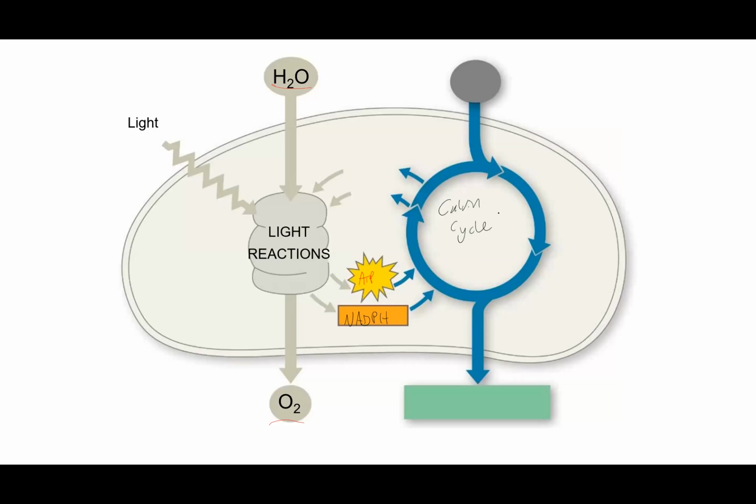So what is the reactant that's going to be involved here? CO2. So this is our CO2. It's going to come into the carbon cycle. And what is going to be our product? It's going to be a carbohydrate. And the specific carbohydrate that we're really making is called G3P, which is glyceraldehyde 3-phosphate.